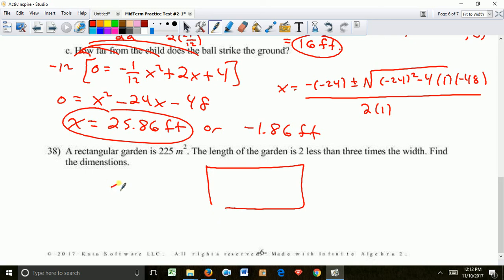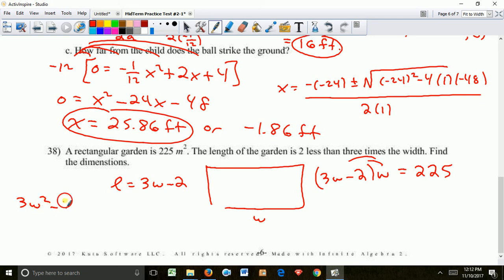You don't know what the width is, but the length is going to be 2 less than 3 times the width. So let's make that 3w minus 2. The width is w. To find the area of a rectangle, you take the width times the length. So you take 3w minus 2 times w, and then set that equal to 225. Go through and multiply everything by w. You now get 3w squared minus 2w, which is equal to 225. And then get 3w squared minus 2w minus 225 is equal to 0.